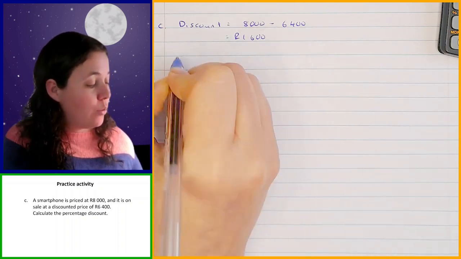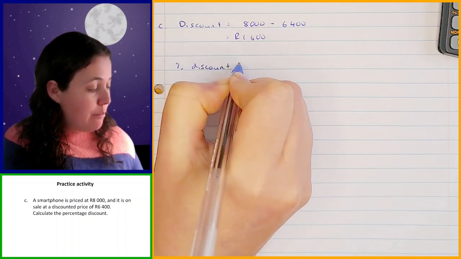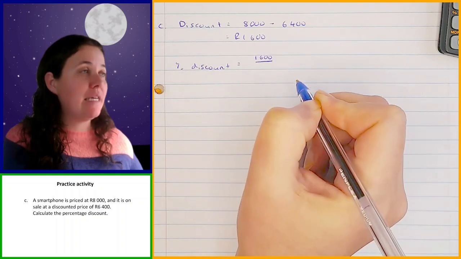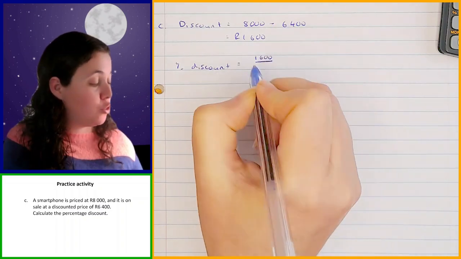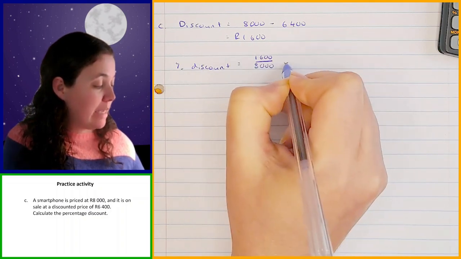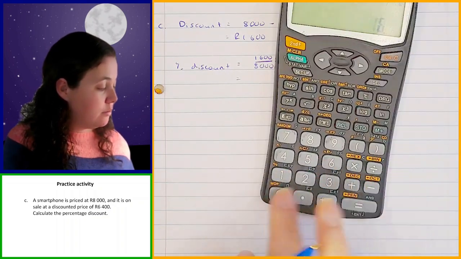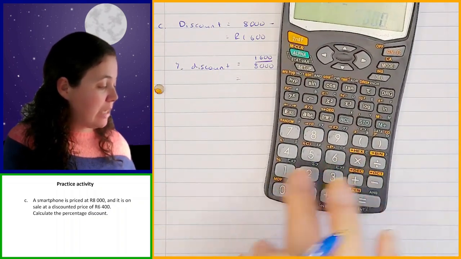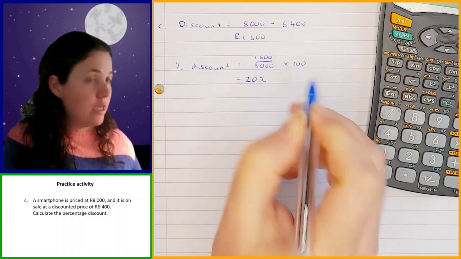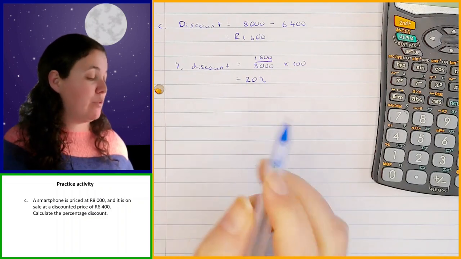Okay, now we are going to go and work out the percentage discount by taking the discount amount, which is 1,600, and dividing it by the regular price, the normal selling price, or the marked price, which is 8,000, and timesing that by 100 to get a percentage. So we have 1,600 divided by 8,000 times 100, and that gives you 20%. So our discount is 20%, or our discount percentage, rather, is 20%.